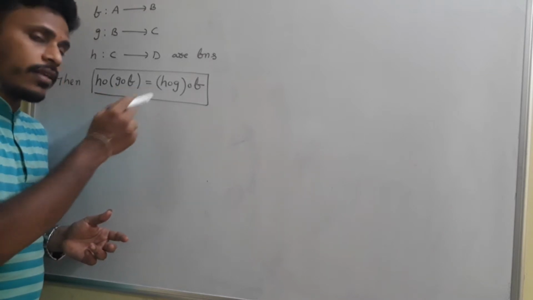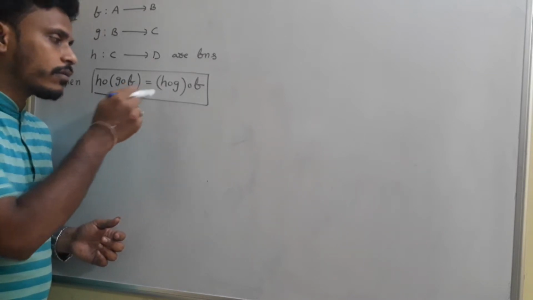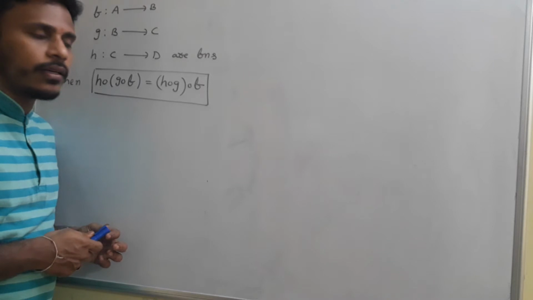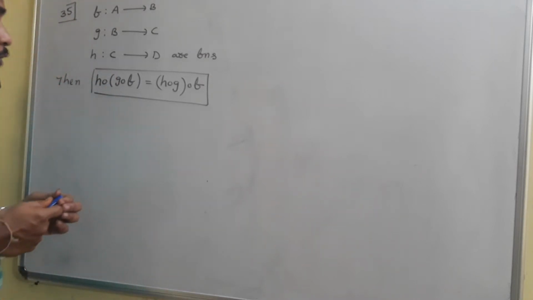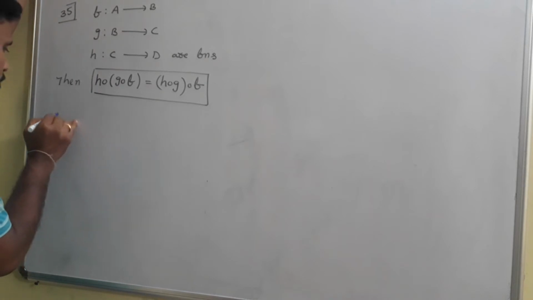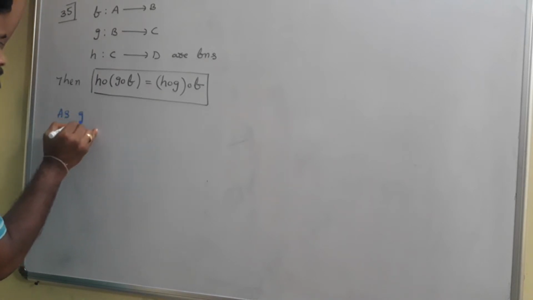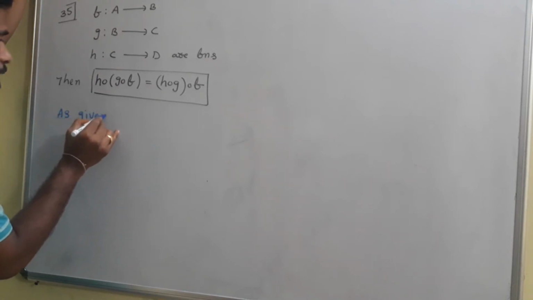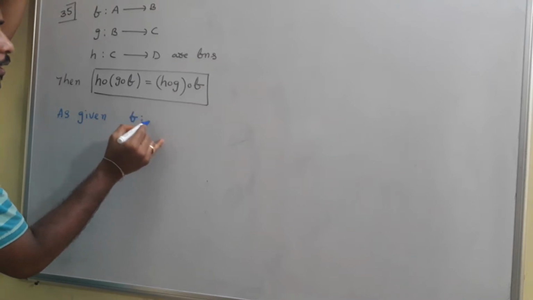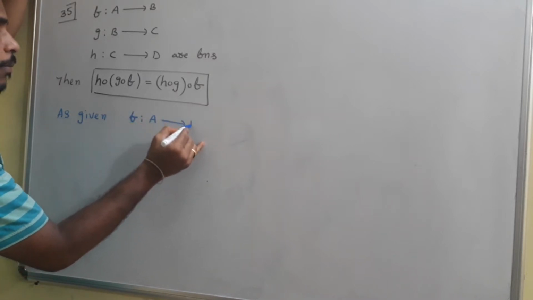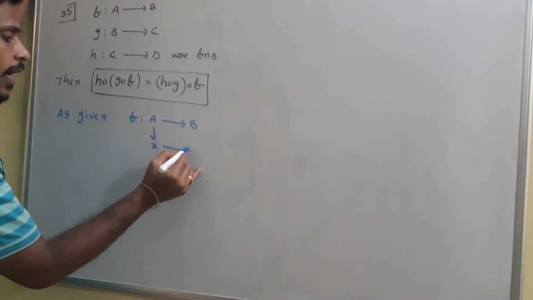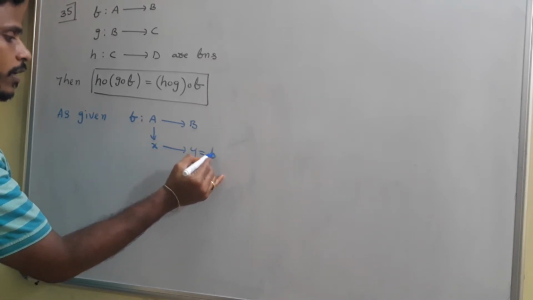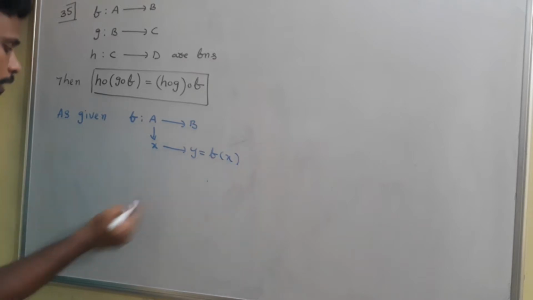If their domains are the same and they are defined, and they are equal at every value of x, then we say those two functions are equal. So for that, as given, first we need to think about f, g and h. As given, f is a function from A to B, and you need to consider it connects an element x to y such that y is equal to f of x.